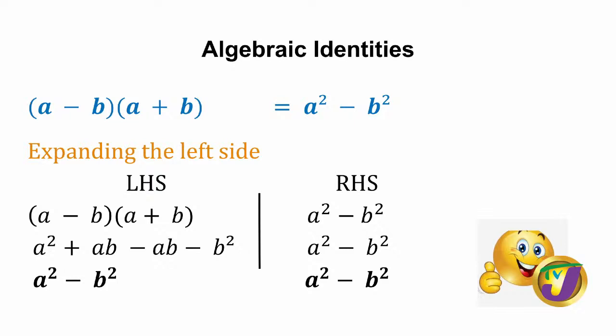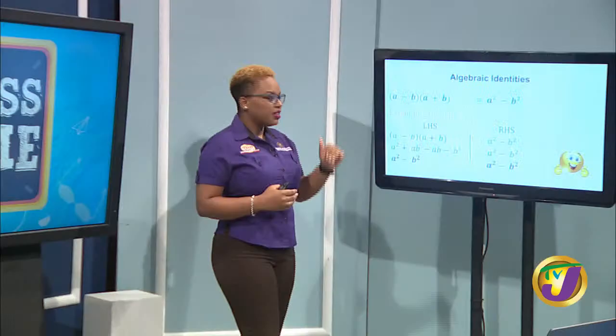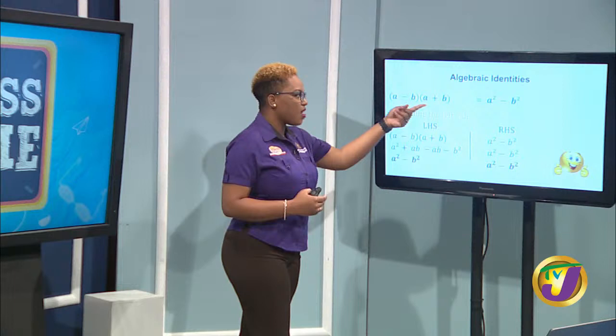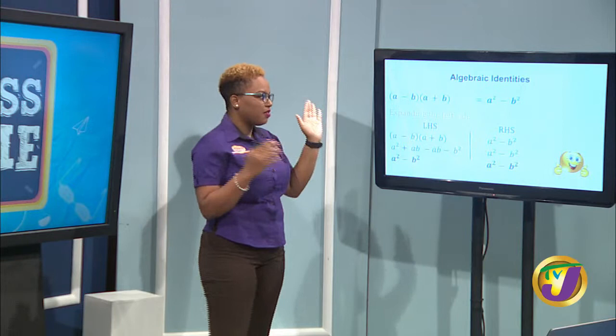So if you see an algebraic expression in the form A squared subtract B squared, then you know you could always rewrite it as A subtract B in a bracket, multiplied by A added to B.